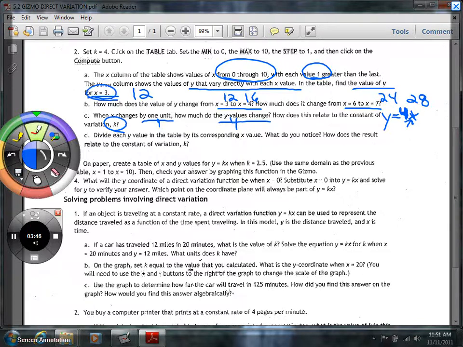Back to this one, if x is 3, looks like the y is 12, which is 4 times as big. If x is 4, then the y is 16, again, 4 times as big. This one was 6, and it went to 24, 4 times as big.